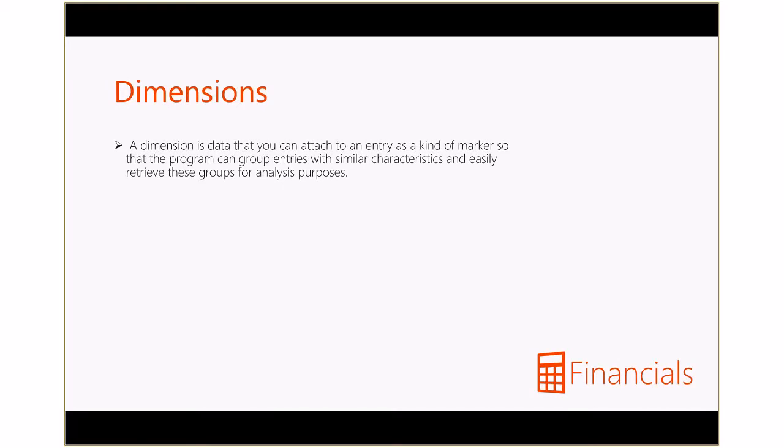A dimension is data that you attach to an entry, such as a kind of marker. So this is essentially just analyzing information that you enter into the system. Now, similar characteristics and easily retrievable. So all these groups of information are just for analysis purposes. Each dimension can have an unlimited series of dimensional values. Now these are essentially the subunits of that dimension. But of course, me providing you with the definition that you can get off the Microsoft website is great, but it's always important to actually hop into the program and have a look at what I'm talking about. Give that visualization.